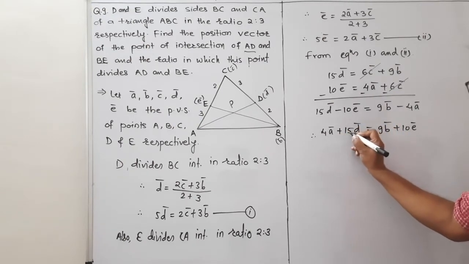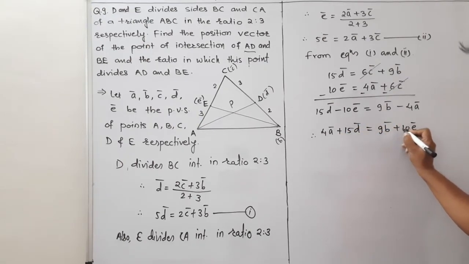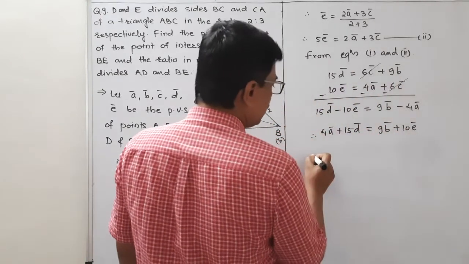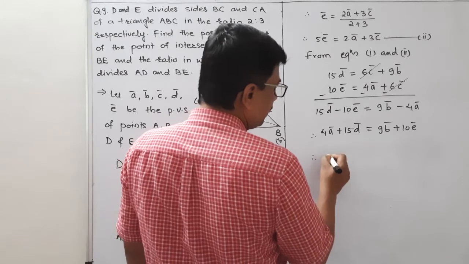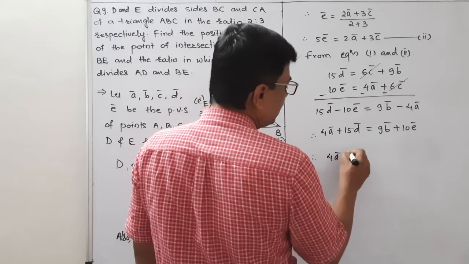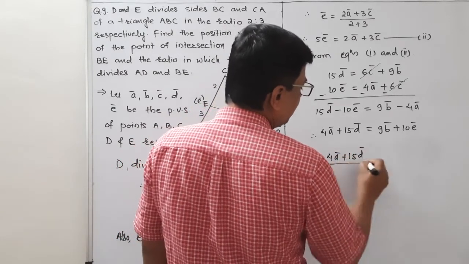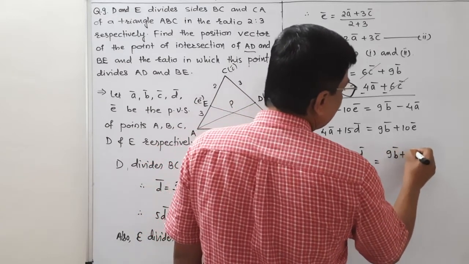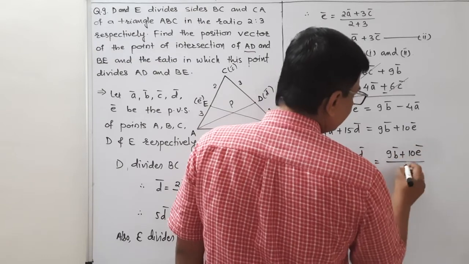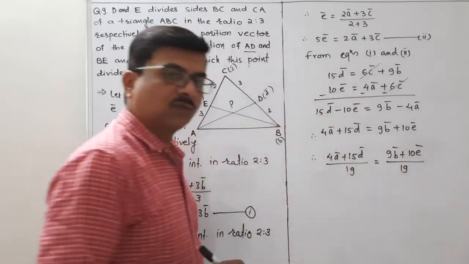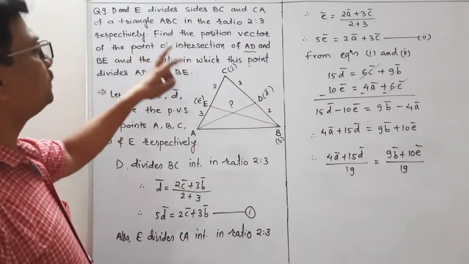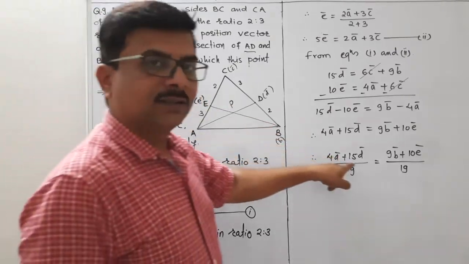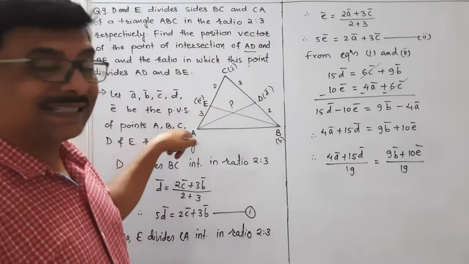देखिए 4 प्लस 15 ये 19 है, 9 प्लस 10 ये भी 19 है, तो दोनों साइड को 19 से डिवाइड करो। Therefore, dividing by 19 we have (4a vector plus 15d vector) divided by 19 is equal to (9b vector plus 10e vector) divided by 19। तो इसका मतलब क्या हो गया?